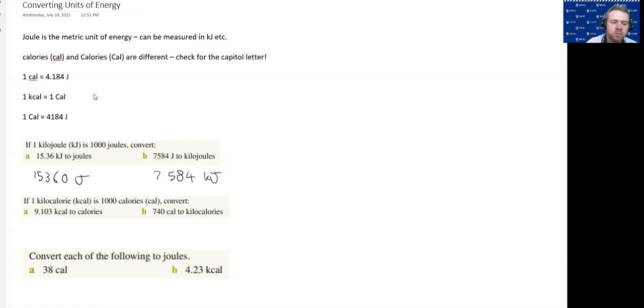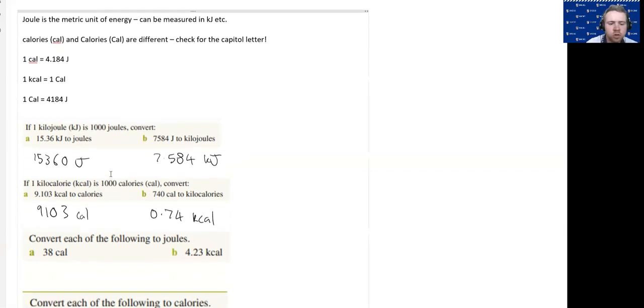All right, if 1 kilocalorie is 1,000 calories, then converting from kilocalories to calories, we need to multiply by 1,000. So it's going to be 9,103 lowercase cal. To convert from calories to kilocalories, we're dividing by 1,000, 0.74 kilocalorie.